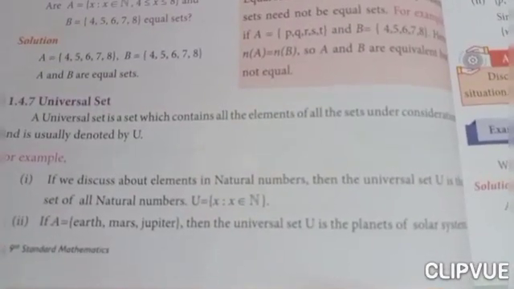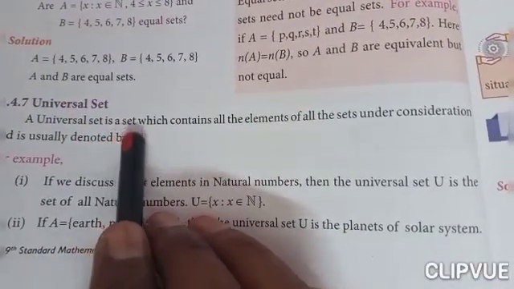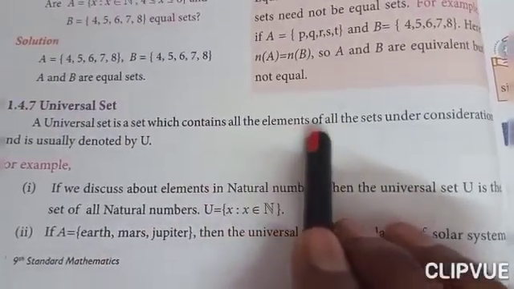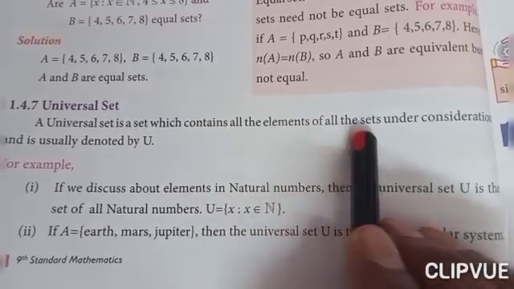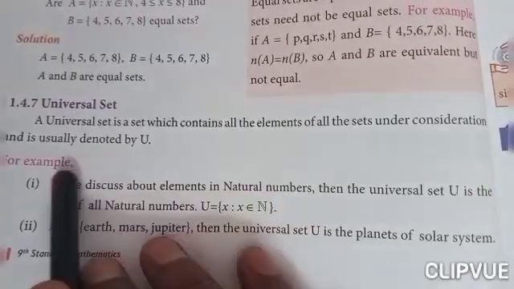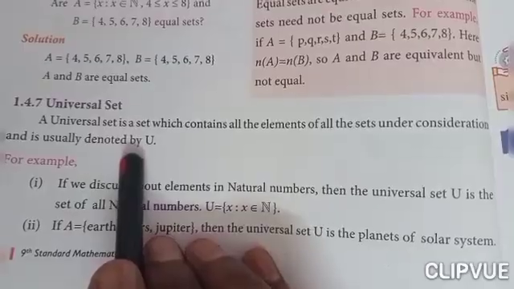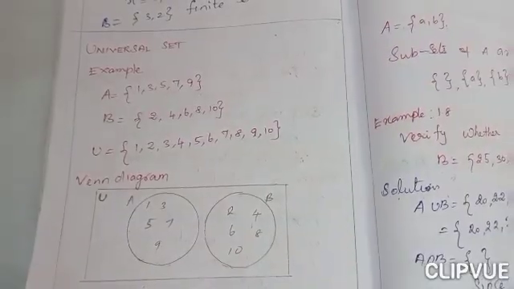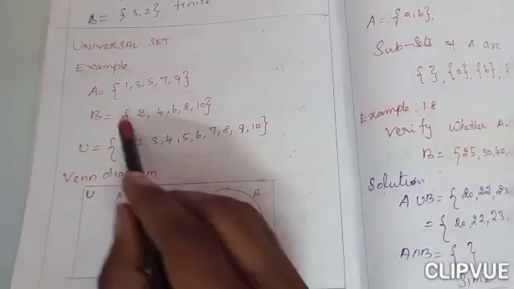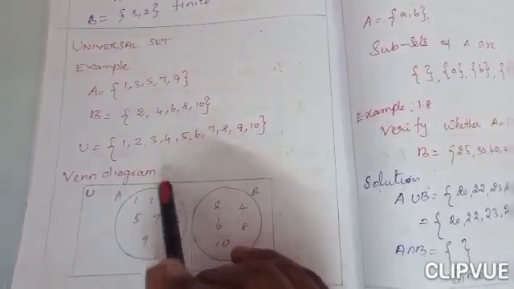So what is meant by a universal set? A universal set is a set which contains all the elements of all the sets under consideration, and it is usually denoted by U. So through a small example I will explain.